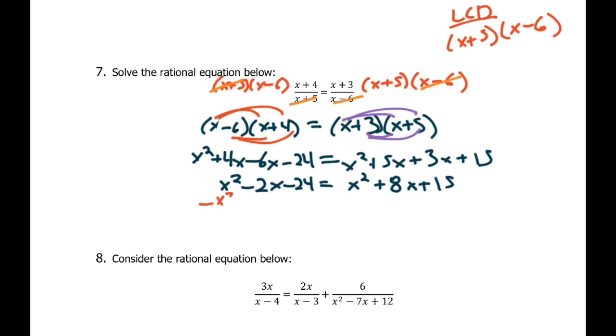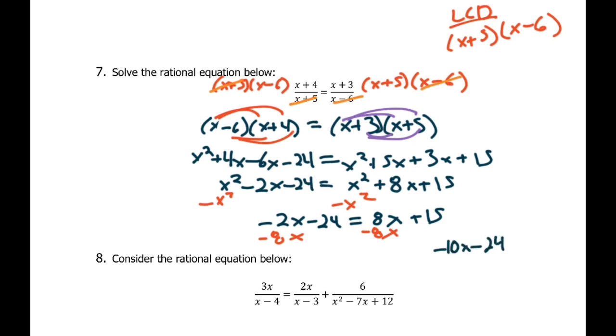I'll subtract an x squared from each side, so those will cancel out. So negative 2x minus 24 equals 8x plus 15. Subtract 8x from each side. So I get negative 10x minus 24 equals 15. Add 24 to each side. So negative 10x equals 39. And then divide each side by a negative 10. So x equals negative 39 over 10, or if you write negative 3.9, either one of those is fine.